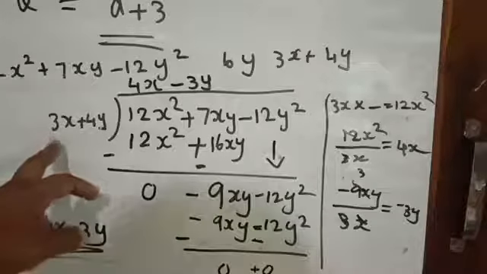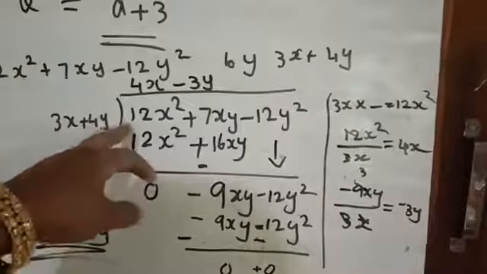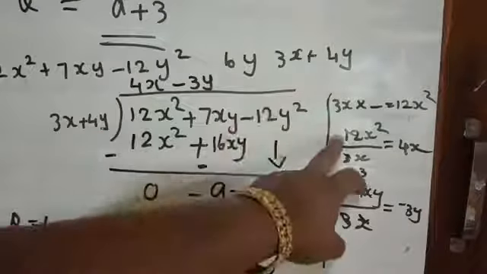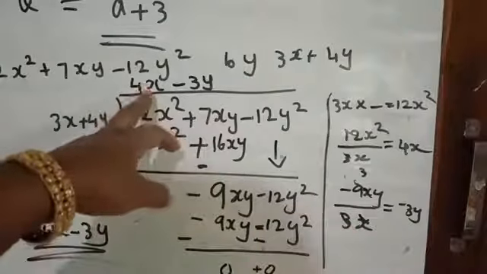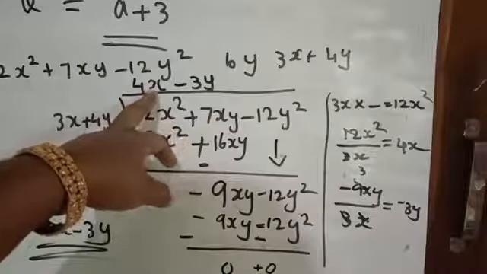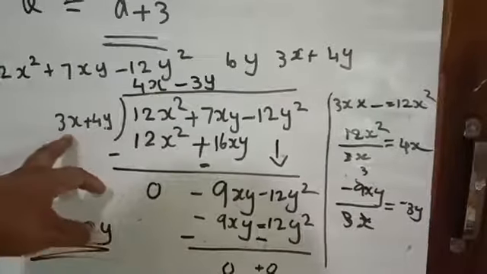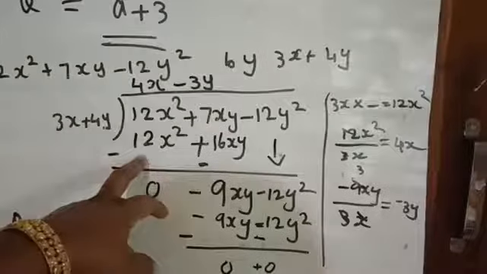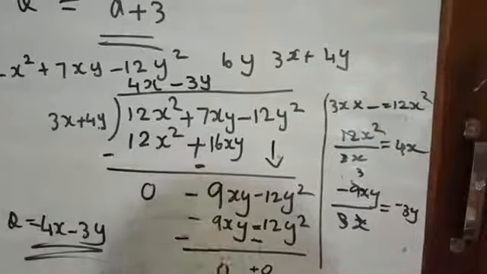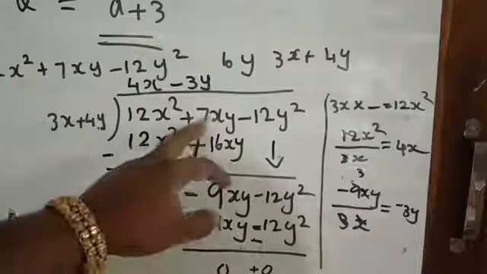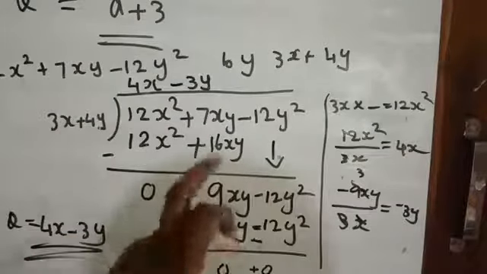First, 3x into what is 12x square. To know that, 12x square divided by 3x is 4x. So now this 4x is multiplied by each and every term of the divisor. 4x into 3x, 12x square. Then 4x into 4y, 16xy. Then subtract: 12 minus 12, 0. 7 minus 16 is minus 9xy.